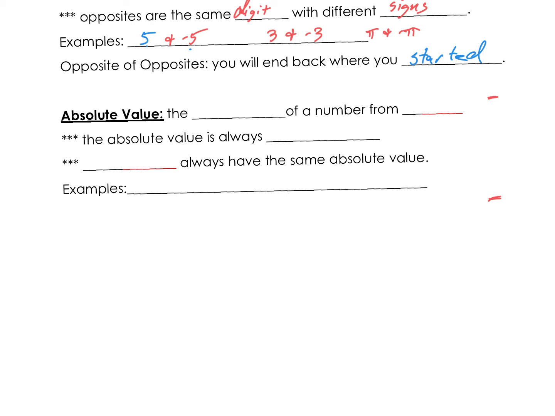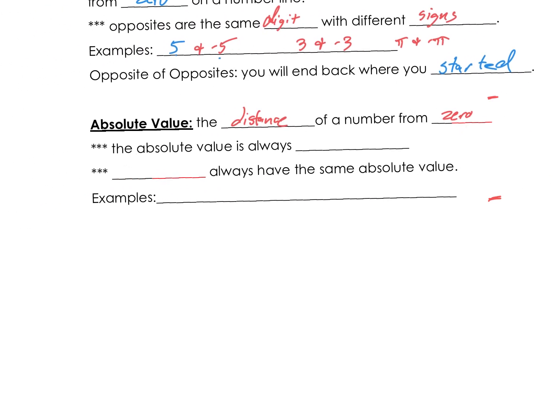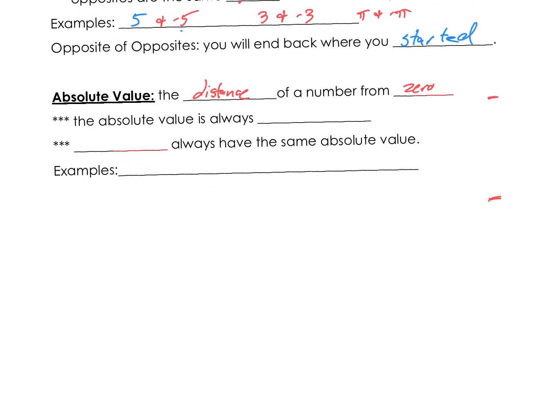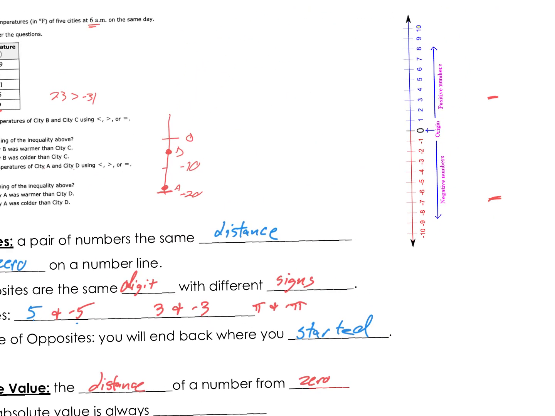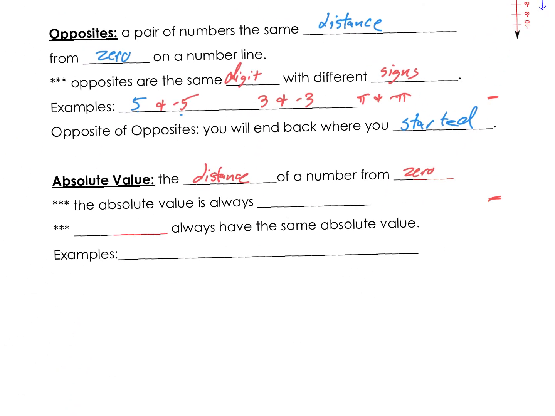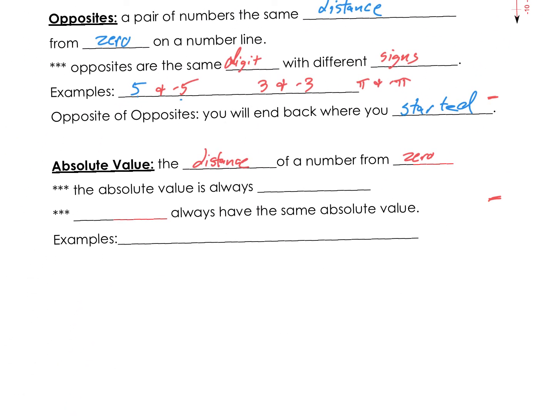All right, next, absolute value. Absolute value is the distance of a number from 0 on a number line. So it's the distance of a number from 0. How far is a number from 0? Okay, well, let's look at our numbers there. How about negative 5? How far is negative 5 from 0? That's right, it's 5 away. How far is 5 from 0? That's right, it's 5. Absolute value is always positive. It never has a negative sign.